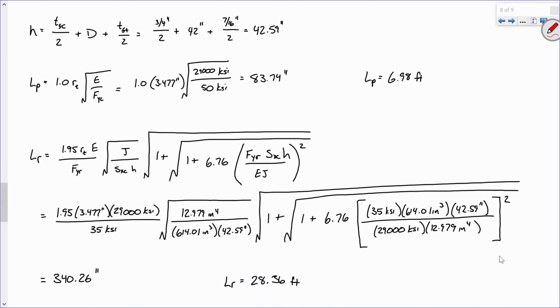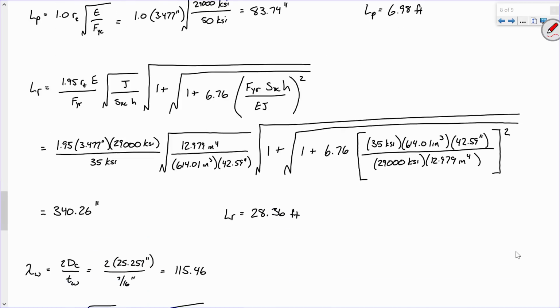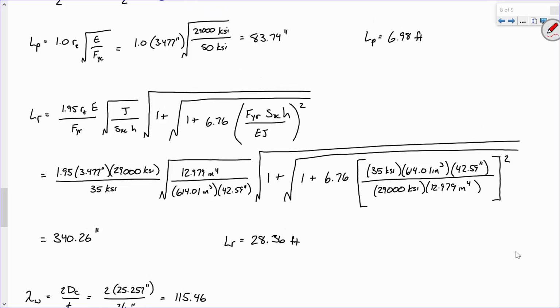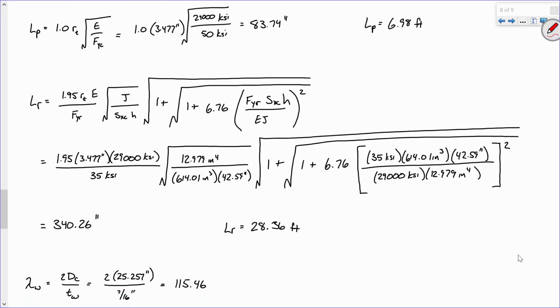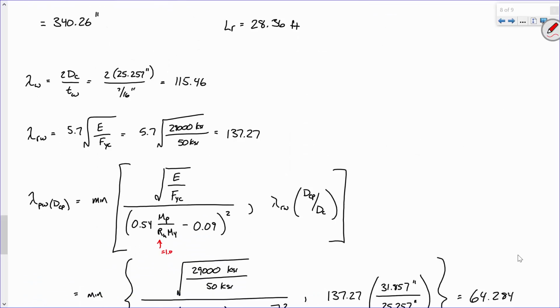Our anchor points, L_P and L_R, those are the anchor points for that LTB curve. Remember, when you do L_P calcs, they're going to come out in inches. So make sure you convert if you need to. Either convert your cross frame spacing into inches or convert these into feet. It doesn't really matter as long as you're consistent. We computed a host of slenderness limits, slenderness limit for the web, anchor points for the web slenderness, R_W and P_W.